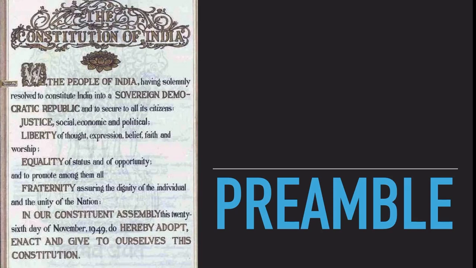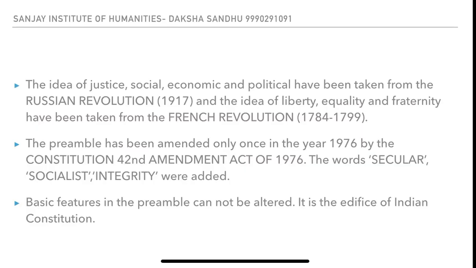So this is the basic preamble of the Indian Constitution. As I stated earlier, the preamble is a poem-like structure. It is basically a kind of index of the Indian Constitution. The major ideals and goals of the Indian Constitution are prescribed in this preamble. The idea of justice, social, economic, political has been taken from the Russian Revolution of 1917, and the idea of liberty, equality, fraternity has been taken from the French Revolution, which happened from 1789 to 1799.